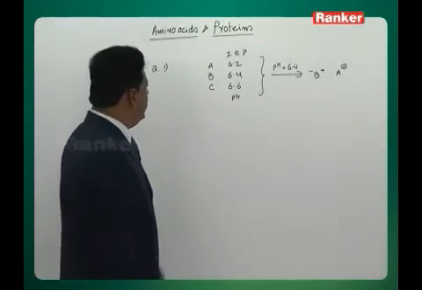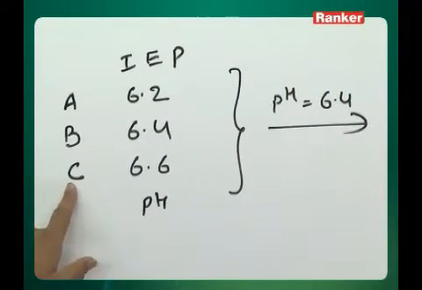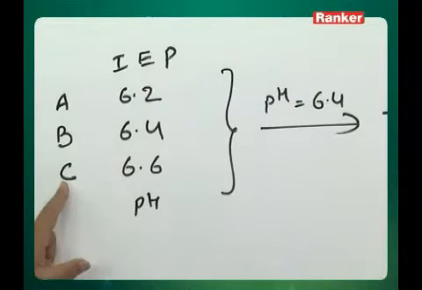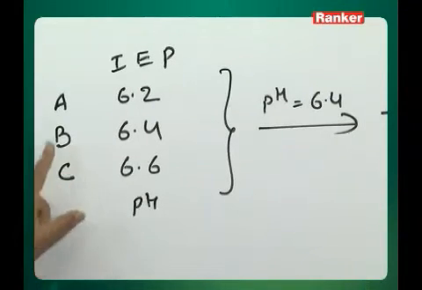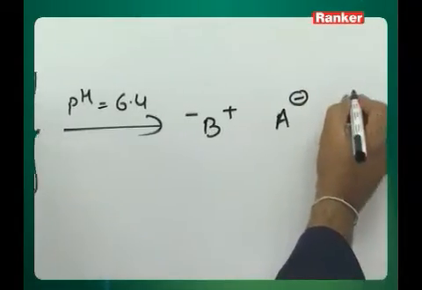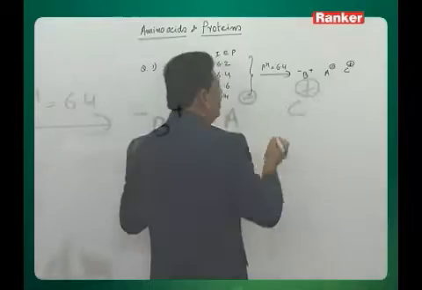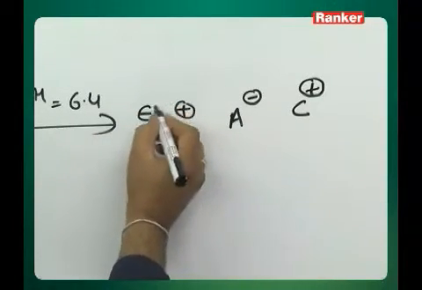C requires 6.6, but you are maintaining 6.4, that means for amino acid C it is acidic medium. So therefore, C exists as a cation. C exists as a cation, A exists as an anion, whereas B exists as a zwitterion.